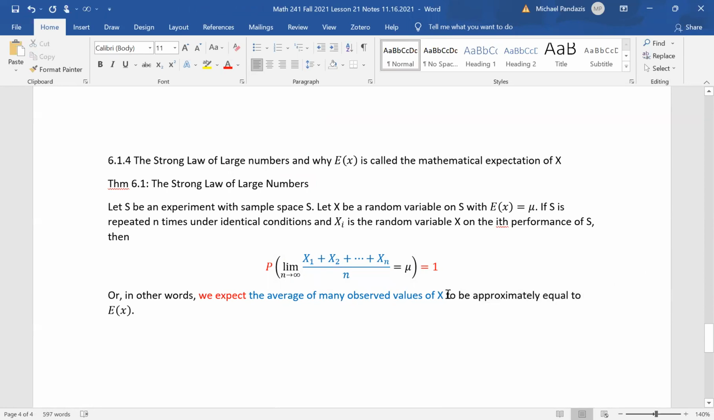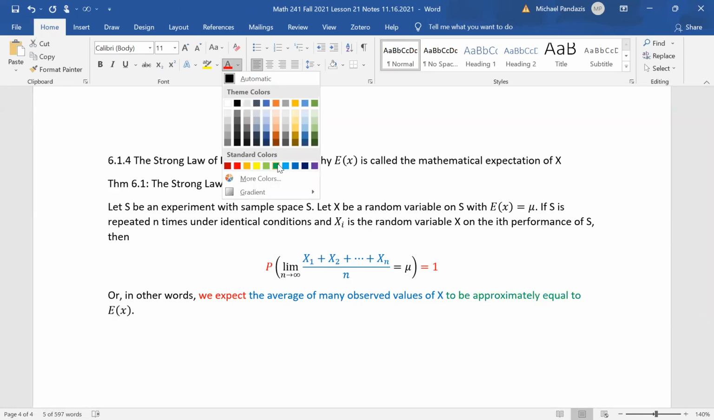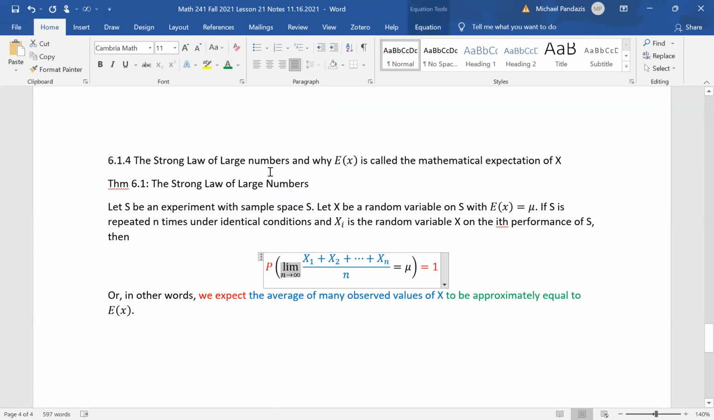To be approximately equal to this part, which I'm going to put in green, that corresponds with the limit part of the expression. So the fact that the limit of this is mu is saying that when you take little n to be really large, sufficiently large, the values of this fraction should be very, very close to mu. There's a much more rigorous way to explain limit, but you would need more sophisticated mathematics for that. Actually, in calculus, you talk about that.